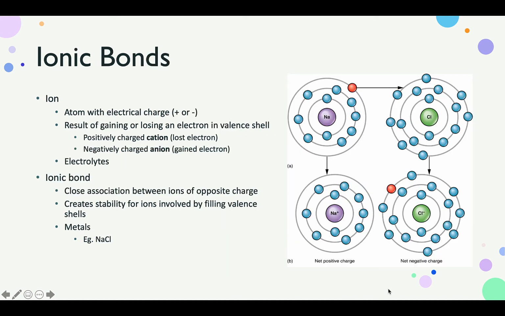So before we really dive into ionic bonds, we really need to discuss what an ion is, which is an atom with an electrical charge, either positive or negative. An atom becomes an ion when it loses or gains an electron from its outermost shell, or the valence shell. An ion that has lost an electron now has more protons than electrons, thus is positively charged, and is called a cation. An ion that has gained an electron now has more electrons than protons, thus is negatively charged and called an anion. These ions act as electrolytes that are important in physiology.